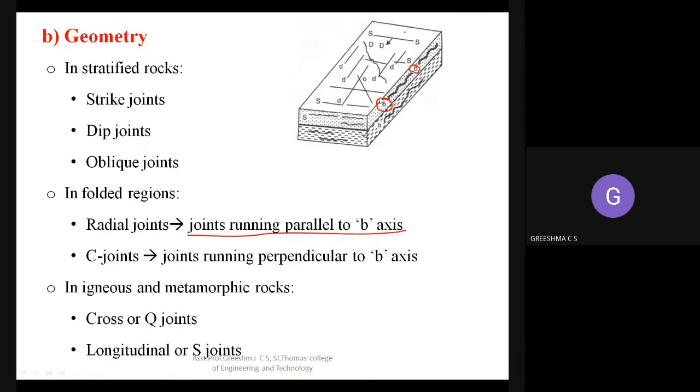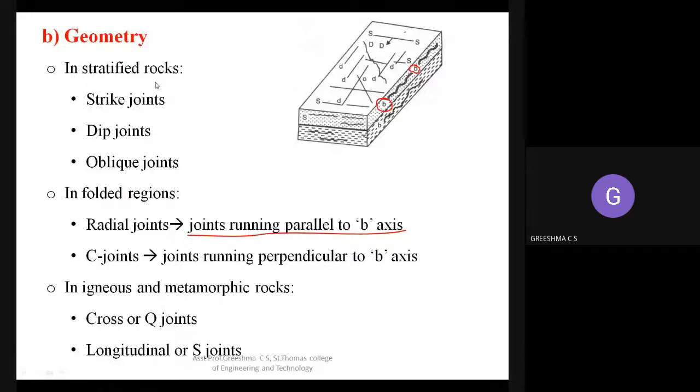Okay, students. Okay, so let's come back. I'm sorry for the interruption. So we were discussing the classification of joints. Here we have studied the classification of joints in stratified rocks. Next is the folded region. Folded region means a rock that has been folded. Here mainly you have radial joints and C joints.